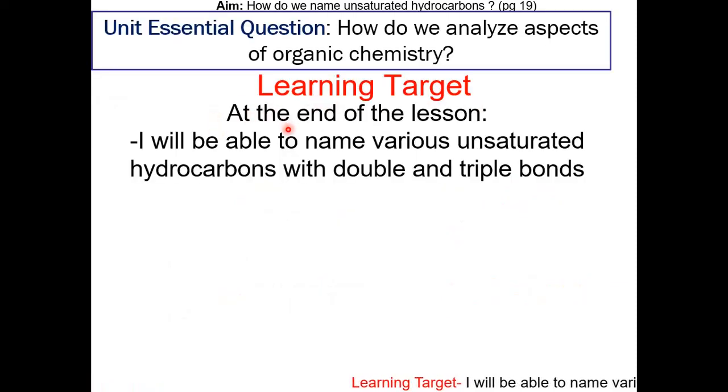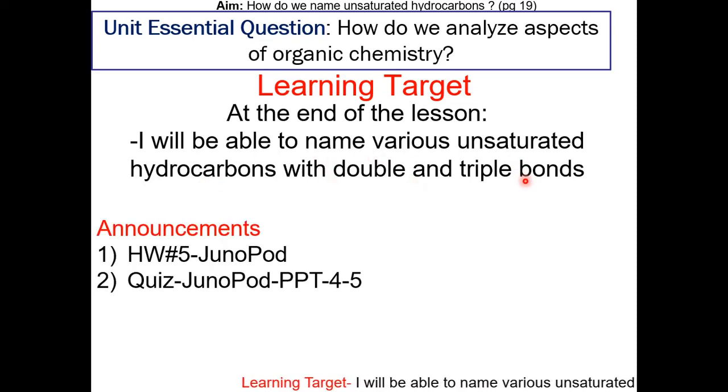Learning target: at the end of the lesson, I'll be able to name various unsaturated hydrocarbons with double and triple bonds. Homework number 5 will be a Junipod based off this lesson. There'll be a quiz Junipod on PowerPoints 4 and 5.